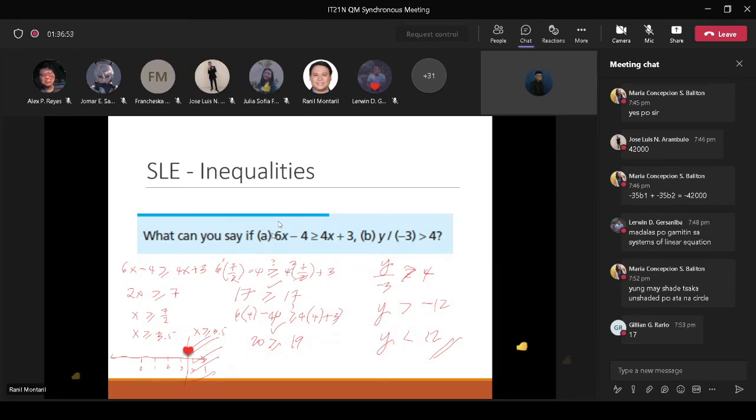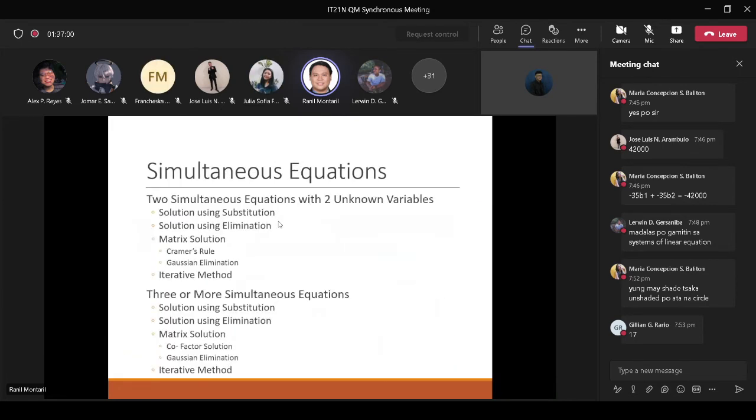So, next topic is here. We're going to discuss simultaneous equations, also known as linear equations. All of our previous discussions were like that, right? We learned that there are two traditional methods that we can use. Number one is solution using substitution, and the other one is solution using elimination.